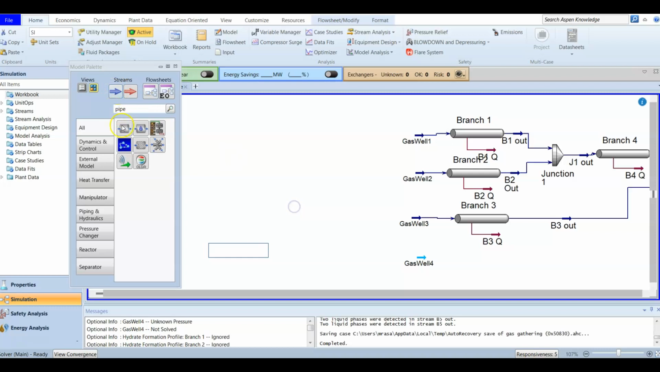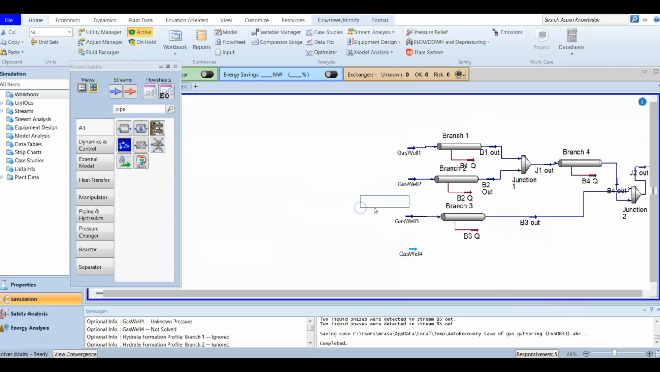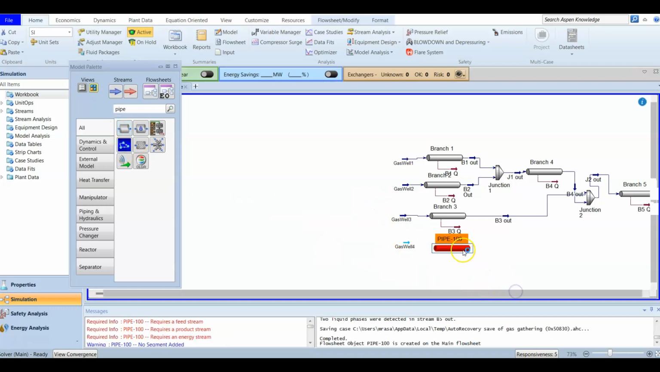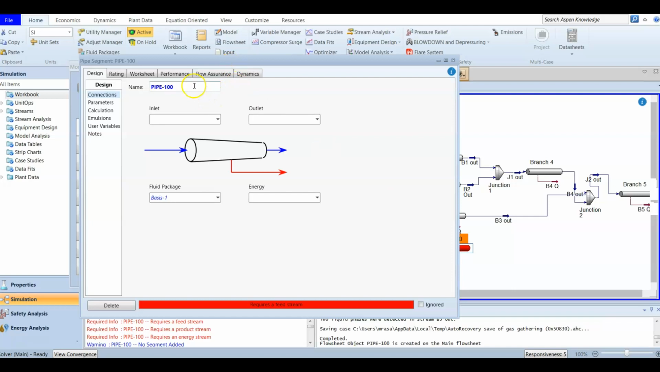Okay, an error happened here, so I'm going to add it again, and I have an area problem. Okay, now it's added. Double click to open it. We reached branch number 6, and the inlet will be our well number 4, and the outlet will be P6 out, and we have the energy of P6Q.